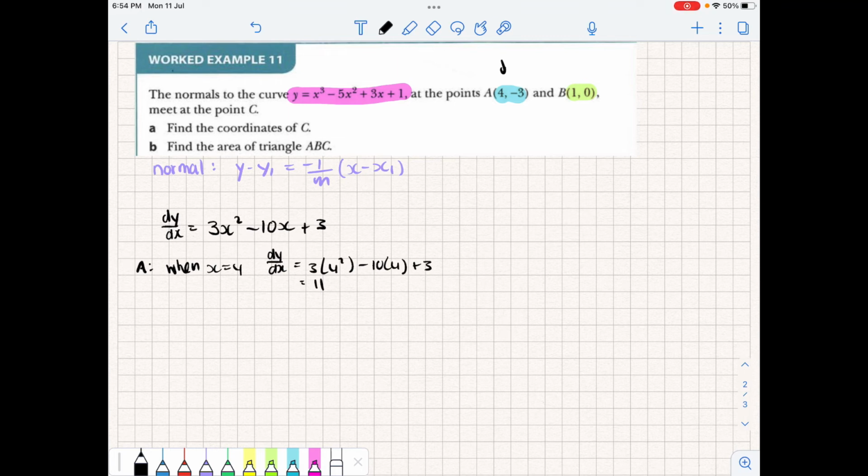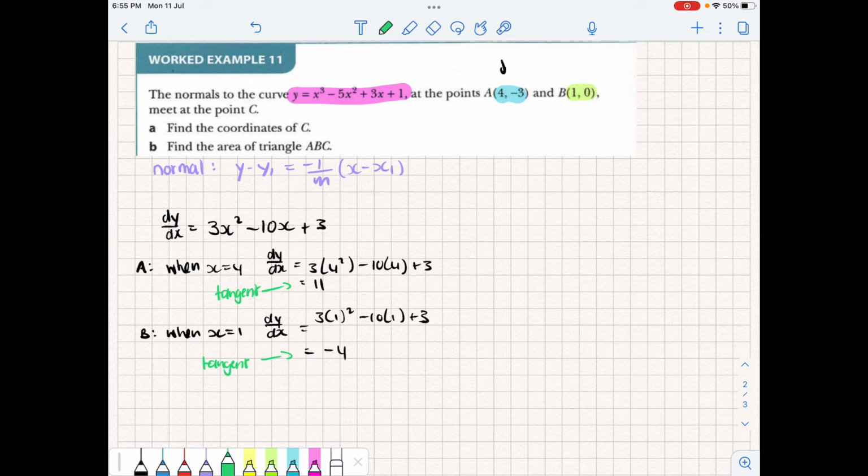And at point B, that is when x is equal to 1. So when x equals 1, then the gradient is equal to 3 times 1 squared minus 10 times 1 plus 3. And that's going to give us minus 4. Okay. Now that's not the gradient for the normal. That's going to be the gradient for the tangent. So that's important to remember. This is the gradient for the tangent because the gradient for the tangent is the same as the gradient for the curve at that point.